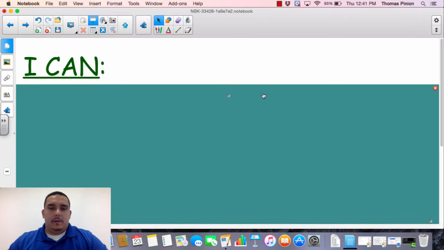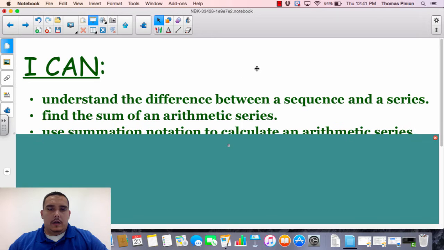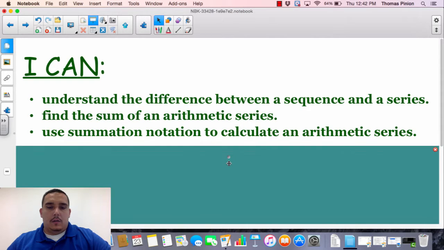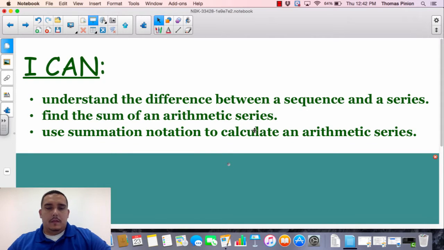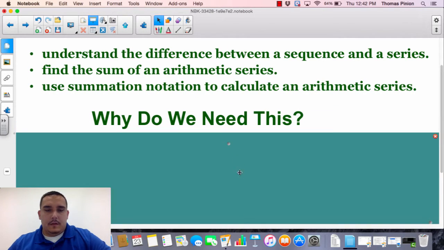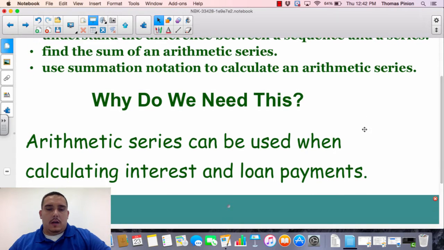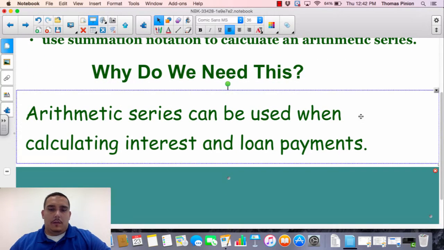Our I can statements for this evening are: I can understand the difference between a sequence and a series. I can find the sum of an arithmetic series. And I can use summation notation to calculate an arithmetic series. Now, why do we need to learn this? Well, because arithmetic series can be used when calculating interest and loan payments.